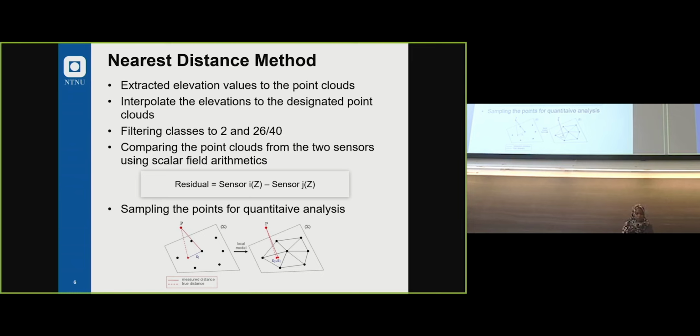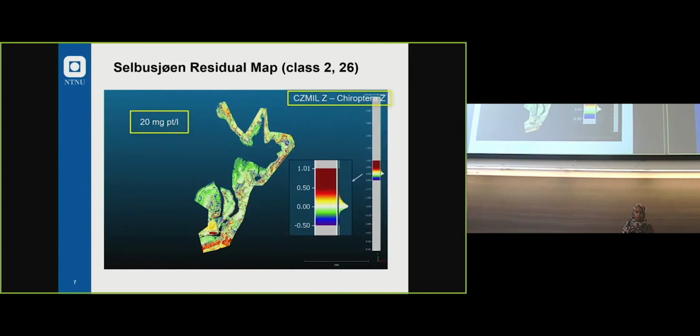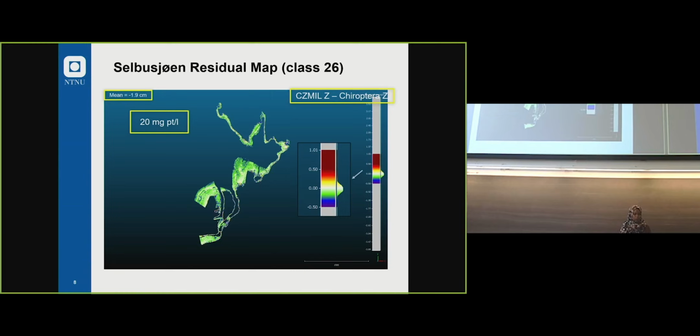And it was a normal comparison. The residual map was extracted by getting the subtraction value between sensor I and sensor J, for example. And we did subsampling of the data to do the qualitative analysis. And this is one of the results. We see a Selbusjøen residual map, and this map includes the ground and the bathymetry. If we eliminate the ground part, we'll be left with the bathymetry.